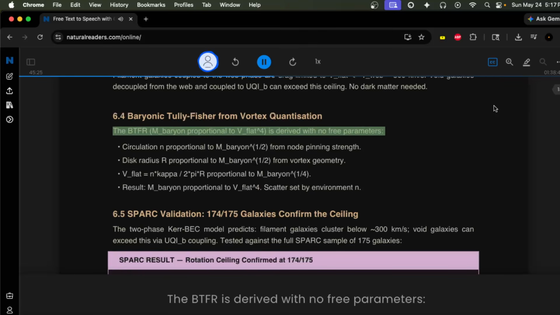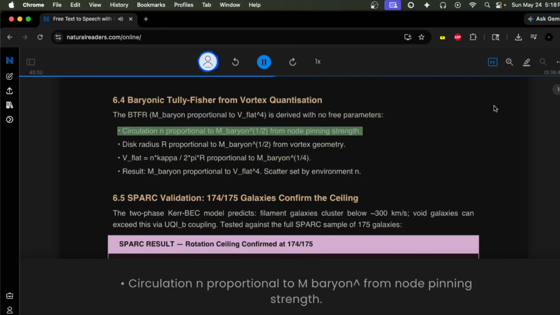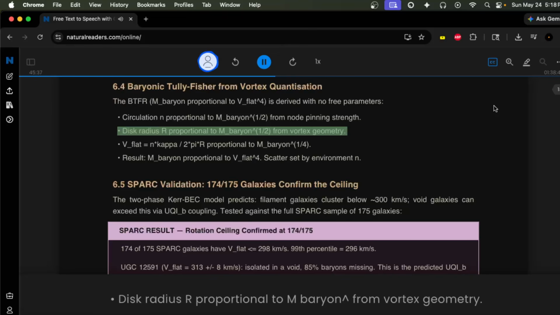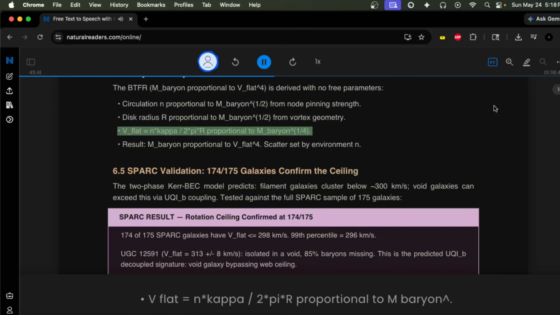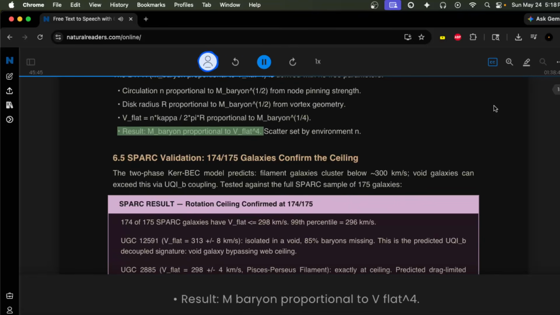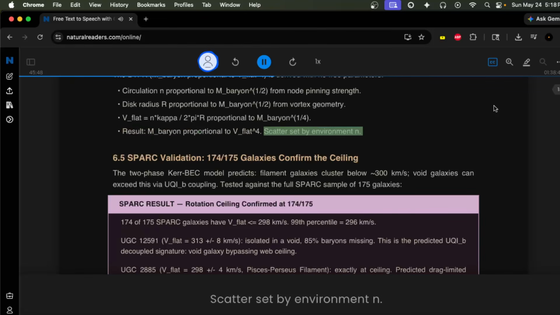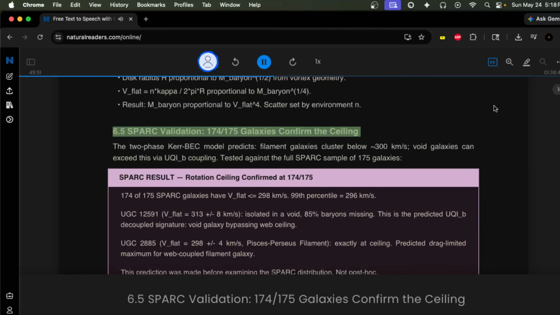6.4 Baryonic Tully-Fisher from vortex quantization. The BTFR is derived with no free parameters. Circulation n is proportional to m_baryon^(1/4), from node pinning strength. Disk radius r is proportional to m_baryon^(1/4), from vortex geometry. V_flat equals nκ over 2πr, proportional to m_baryon^(1/4). Result: m_baryon is proportional to V_flat^4. Scatter is set by environment n.